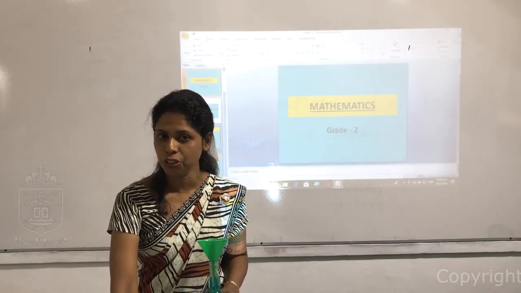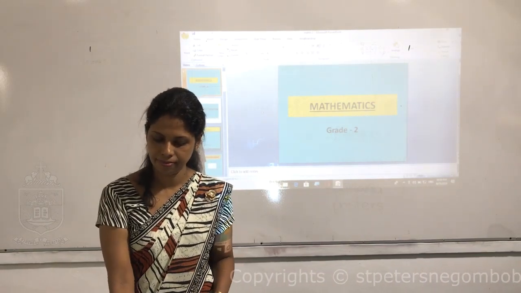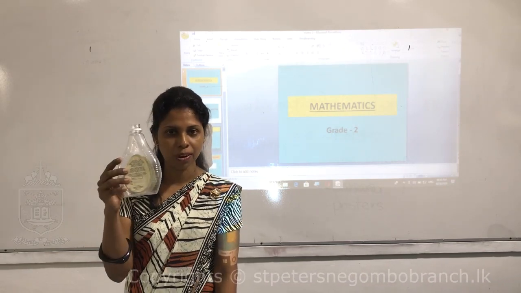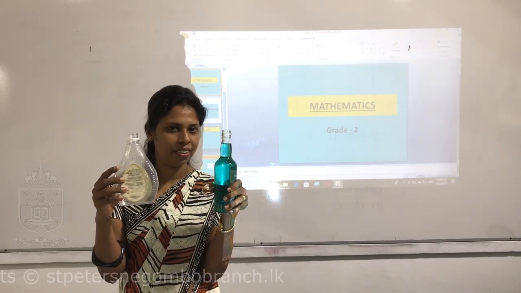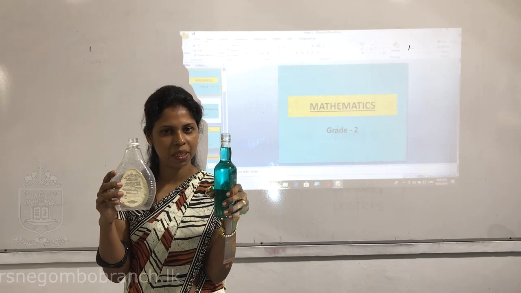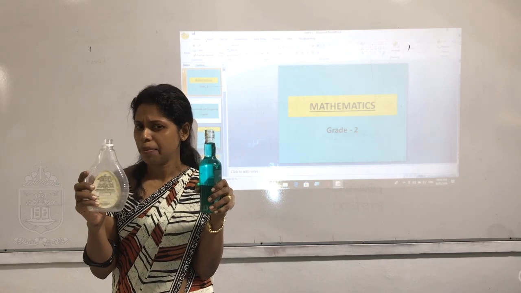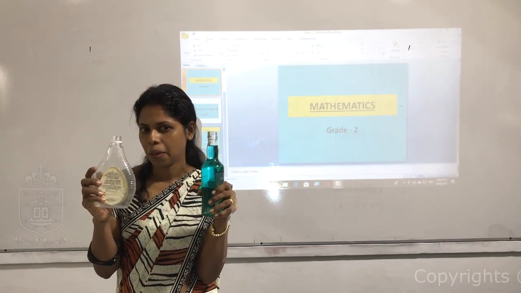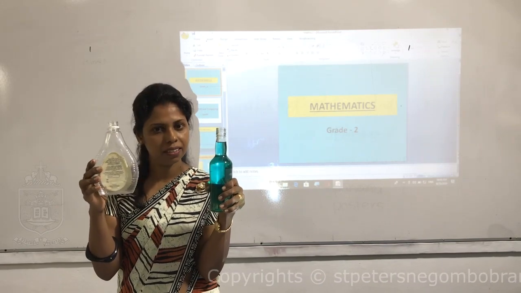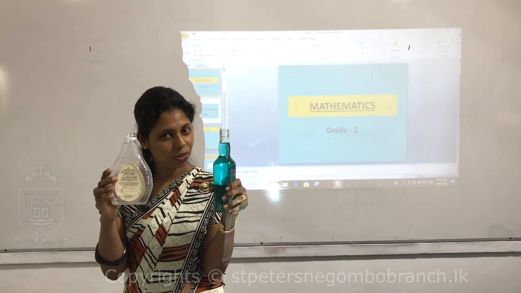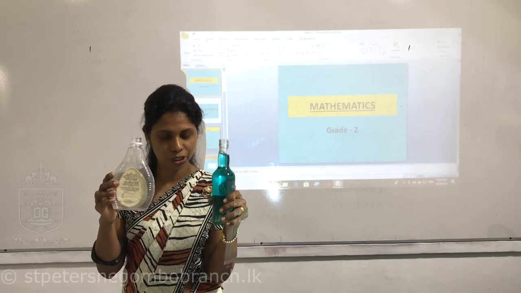Now, I am going to show you another bottle. Look at this bottle and look at this bottle. Now, what can you say about these two bottles? What do you think? Do they have the same capacity? But they don't have the same shape. Shape is different, but we are going to check if they have the same capacity. Let's look.